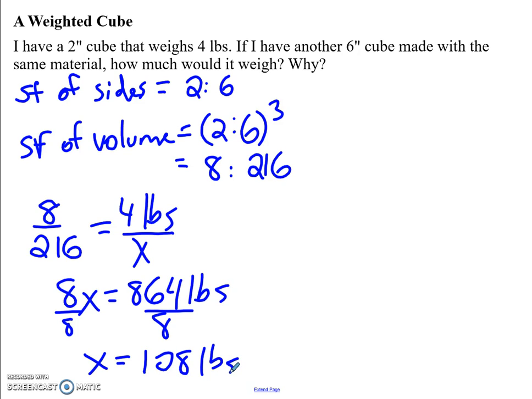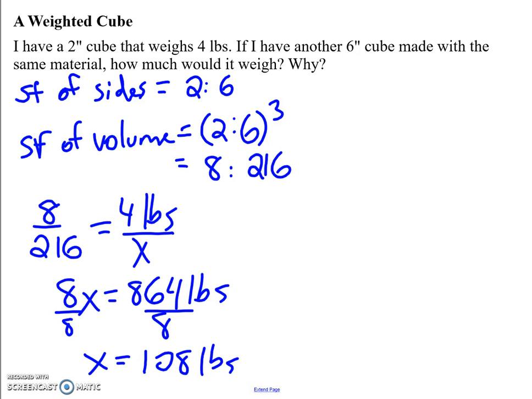Now, you might want to think, but what's going on here? If I take 216 divided by 8, what I get really is a 1 to 27 ratio. And because it's 3 times the length of each side, that's 3 cubed, which is 27. What that means is that I could take 27 of these little cubes, these 2-inch cubes, and put them inside the 6-inch cube. And so 27 times 4 is 108 pounds. So there's a couple ways I could go about looking at this.